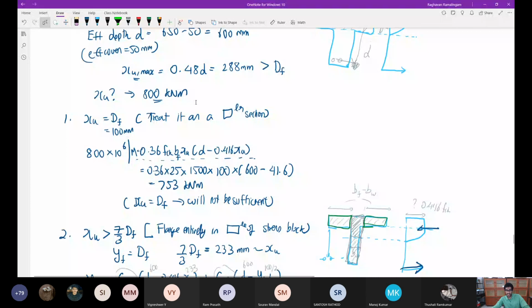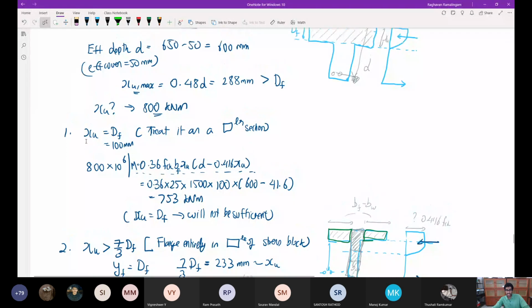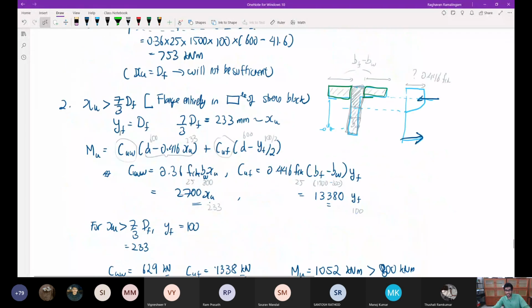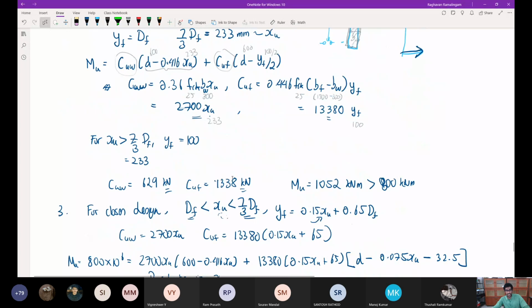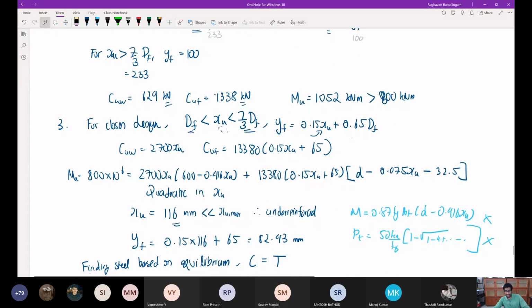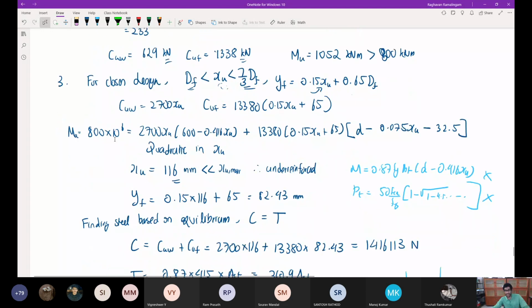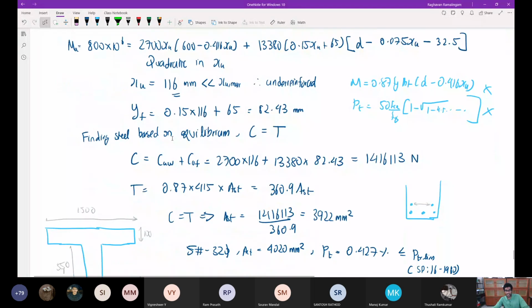You check whether it can be treated as a rectangular section. If you cannot, then you go to the next simplest case where the depth of the flange is inside the rectangle of the stress block itself. In which case your YF and those things are known to you, so you can just assume it and find out. If that still does not click, then you have no other option but to check the case where the depth of the flange is partially in the rectangle of the stress block and partially in the parabola of the stress block. In which case you have this equation of YF, then you will probably use it in terms of XU and obtain XU to get the remaining things.